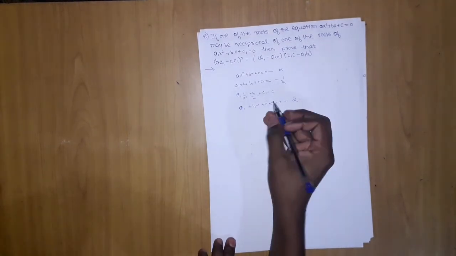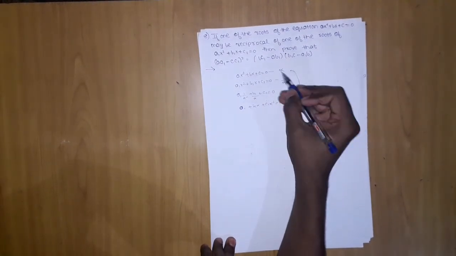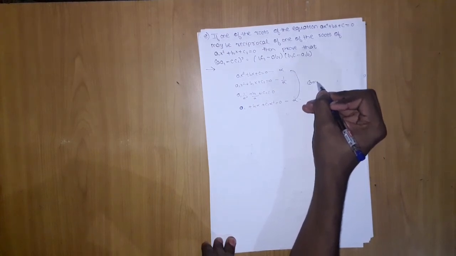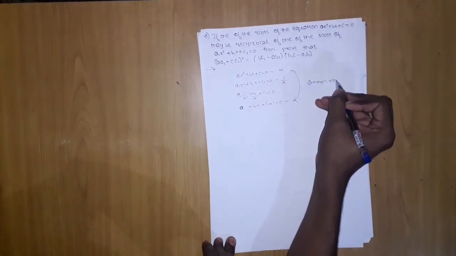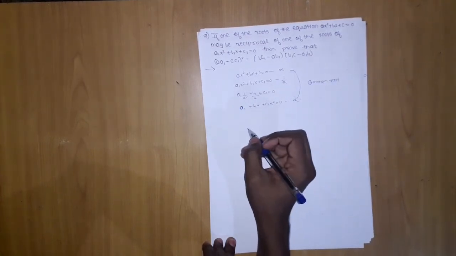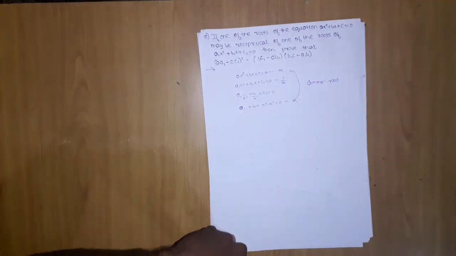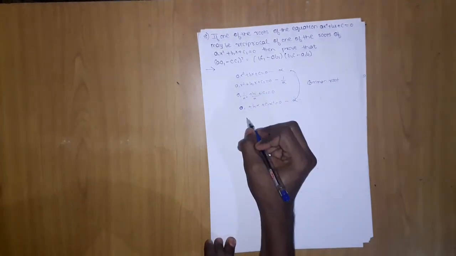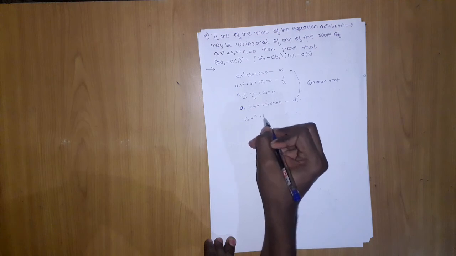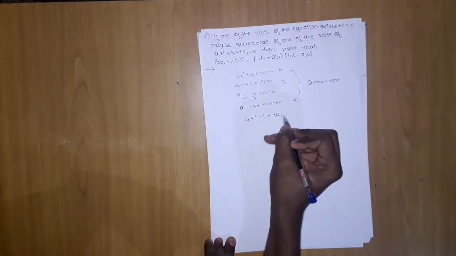So this equation's root is alpha. So these two have a common root now. So we can apply the common root condition. Okay, so we will apply it. We will write it first in c alpha square plus b1 alpha plus a1 equal to 0.